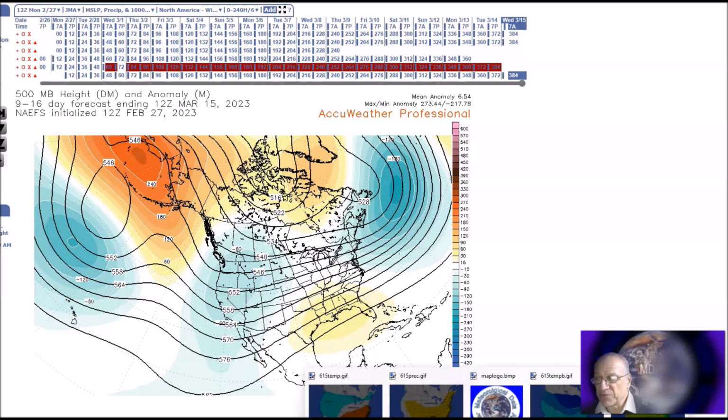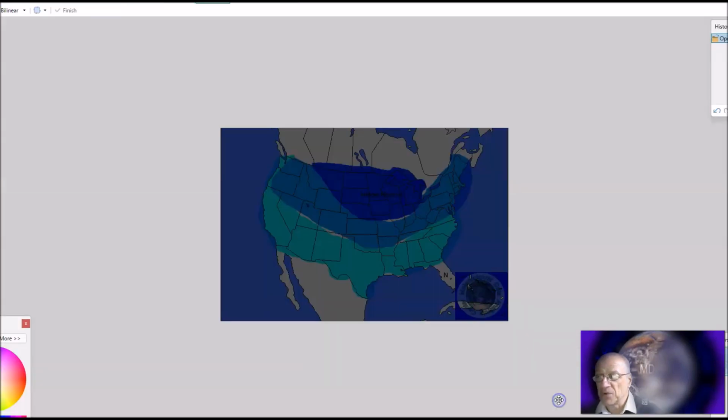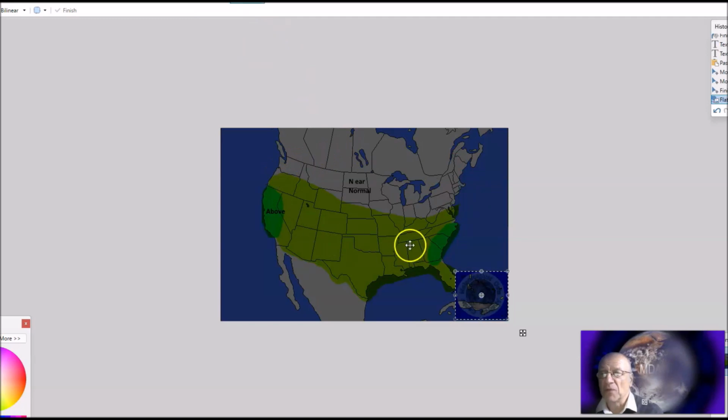So for this forecast period, I'm calling for below normal temps for most of the country, with anomalies that could exceed 10 degrees below normal across this area here. And for precipitation, I'm calling for above normal precipitation here, and the probability of occurrence is higher. I have greater confidence than in the last period, but it's up to 35 to 40%.